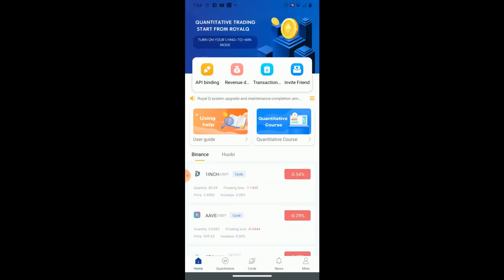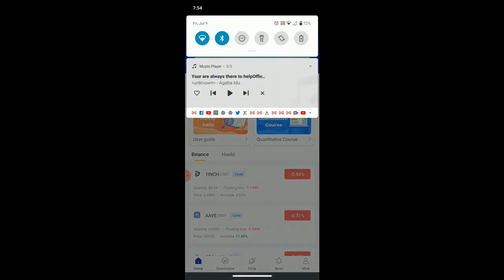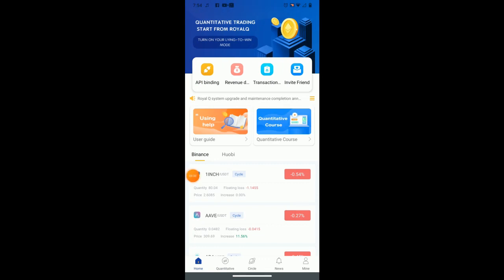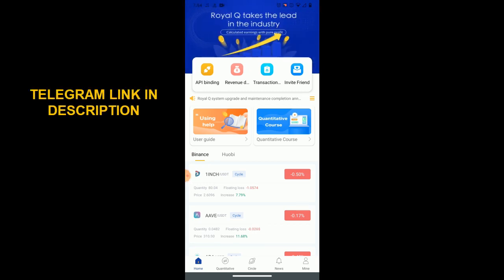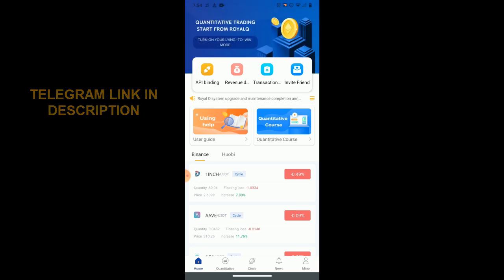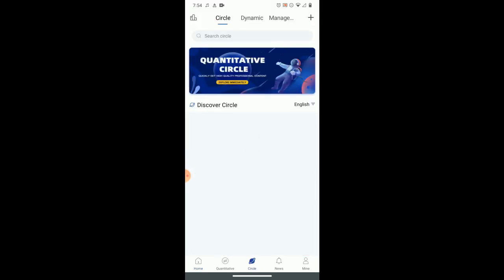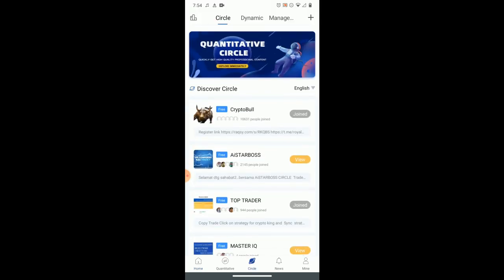If you are new to the Royal Q system, after you have made your registration and logged in, and you actually want to trade by yourself, this is what I will want you to do. I said in my previous video that Royal Q gives us two alternatives to trading. It's either you want to copy trades of the gurus. These guru trades are inside what is known as circle. Click on circle here, in case you want to copy trades. You can see the circles there.